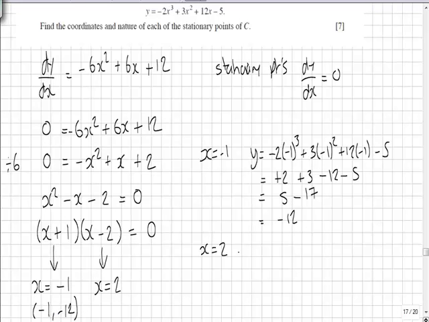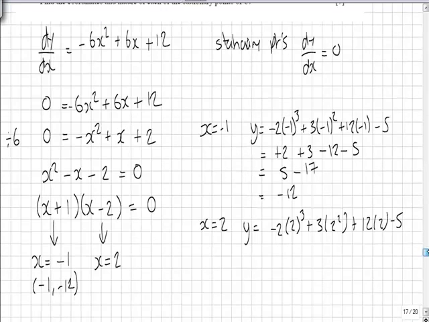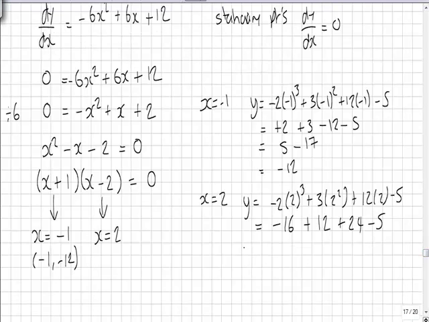When x equals 2, y will equal minus 2 times 2 cubed plus 3 times 2 squared plus 12 times 2 minus 5, which when we expand gives us 2 cubed is 8, so minus 2 times that is minus 16, 2 squared is 4, times 3 is 12, plus 24 minus 5, which gives a corresponding y value of 15. So our second coordinate of stationary point is 2, 15.